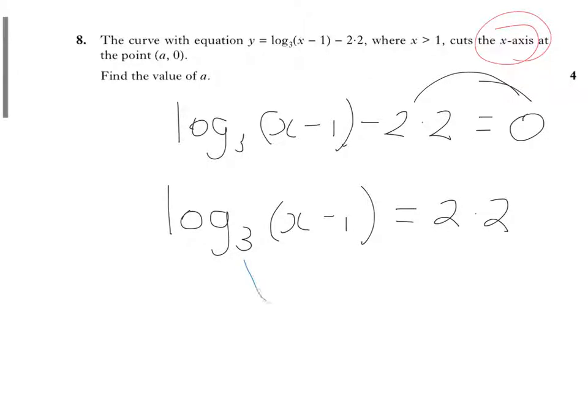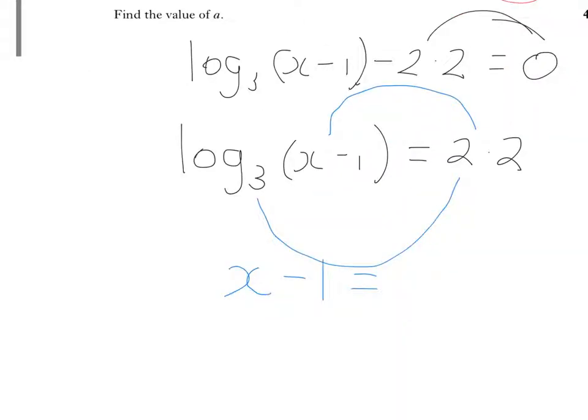I'm then going to do my log law, which is 3 to the power 2.2 is equal to x minus 1. So that will give me x minus 1 is equal to 11.2 to 1 decimal place. Bring the minus 1 over and x will be equal to 12.2. And that's the final answer.